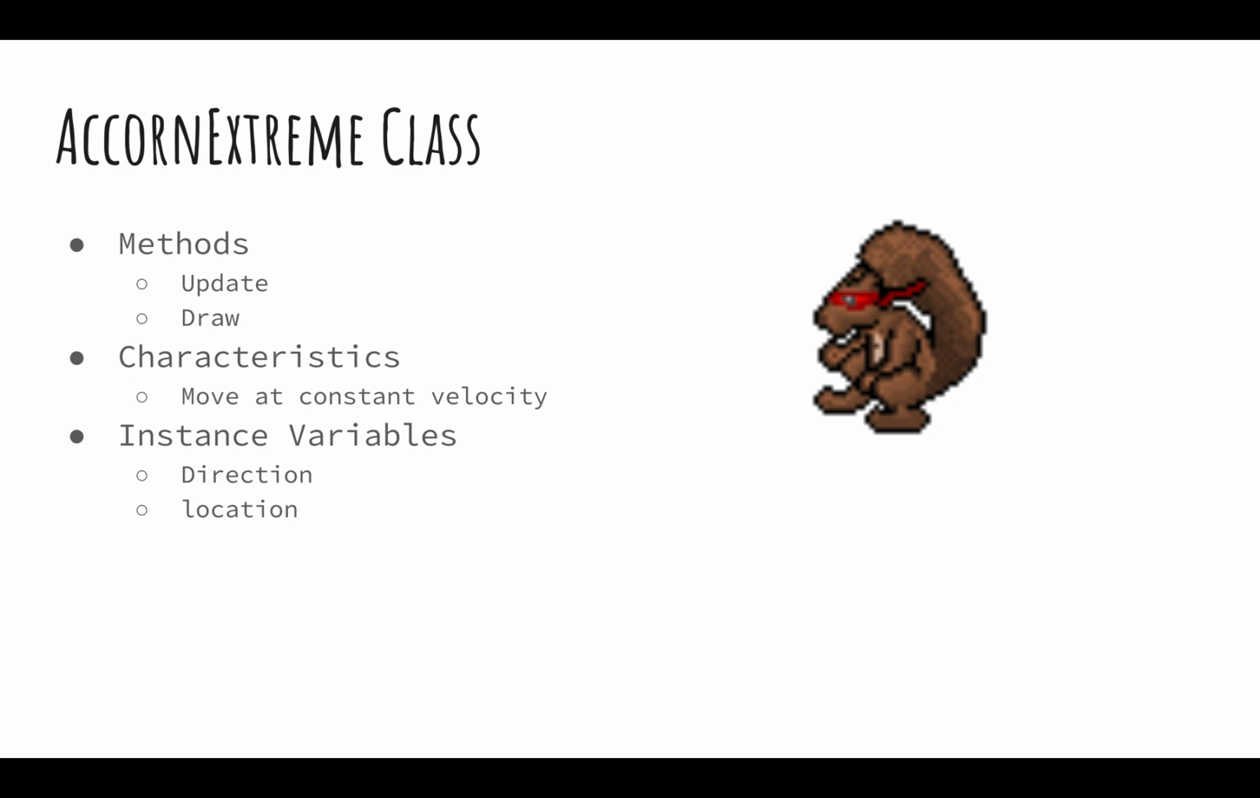The characteristic is that the acorns move at constant velocity. Unlike the planets, the acorn is not under the influence of gravity, so this makes it easier. Once you shoot an acorn, it will just move in one direction. The instance variables of the acorn class are the direction of the acorn, either left or right, shown by either 1 or -1, and the location, which is a coordinate, an x and y coordinate. And now I can show you my demo.